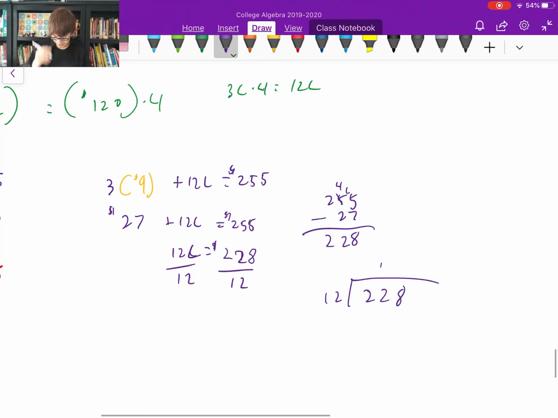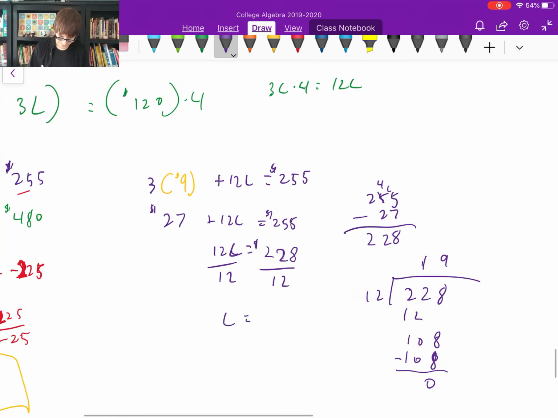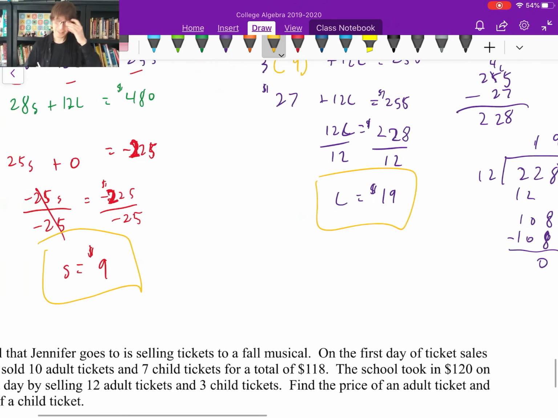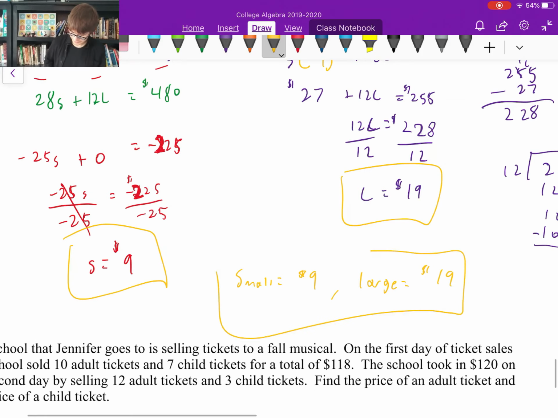So we'll do 1. That goes in 12, and that gives us 10. So 108, and 108 goes in. I believe it's 9 times. 9 times. Yes. And so that'd be 108, and minus equals 0. So that'd be a total of 19. So L equals $19, and that's the answer to our large box of tangerines. So the answer is as follows. The final answer is small equals $9, and large equals $19. That is our answer, and we're good.